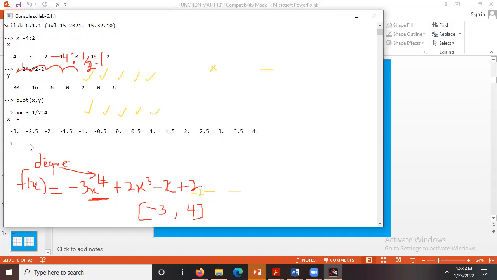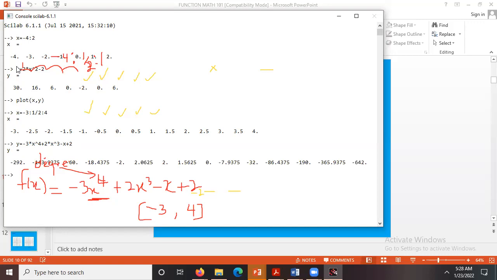Now let me also type my function. So I have f of x, or let me say y, is what? -3 times x raised to the power 4 plus 2 times x raised to the power 3 minus x plus 2. Okay, good. So once I type it, it will give me the range of values of y. That is it. It's computed the values of y.